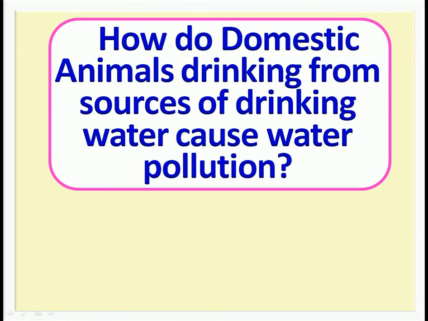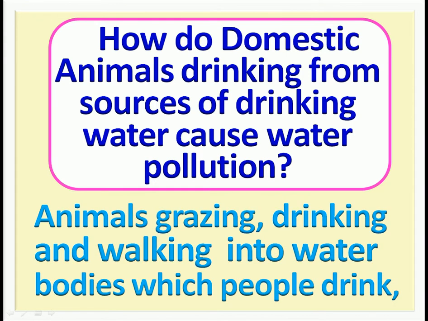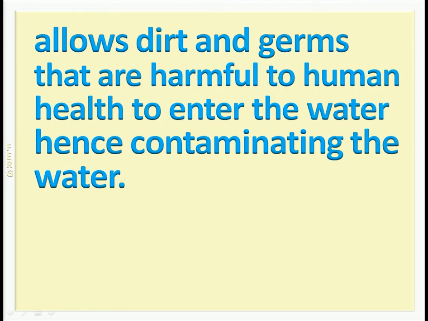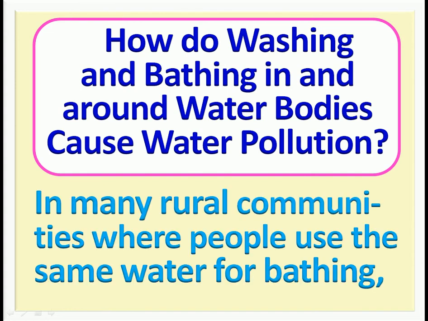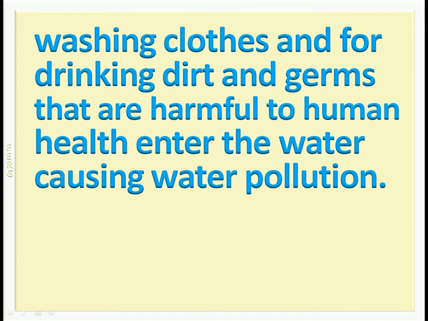How do domestic animals drinking from sources of drinking water cause water pollution? Animals grazing, drinking and walking into water bodies which people drink allows dirt and germs that are harmful to human health to enter the water, hence contaminating the water. How do washing and bathing in and around water bodies cause water pollution? In many rural communities where people use the same water for bathing, washing clothes and for drinking, dirt and germs that are harmful to human health enter the water, causing water pollution.